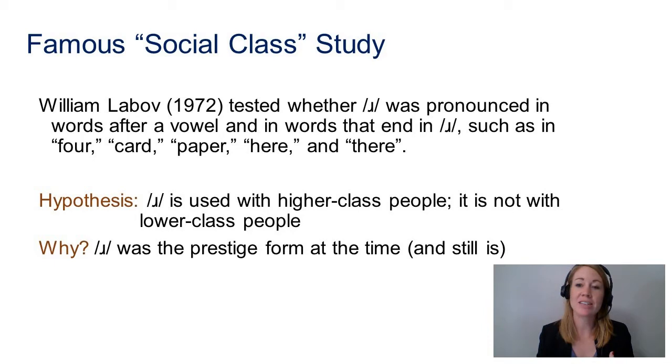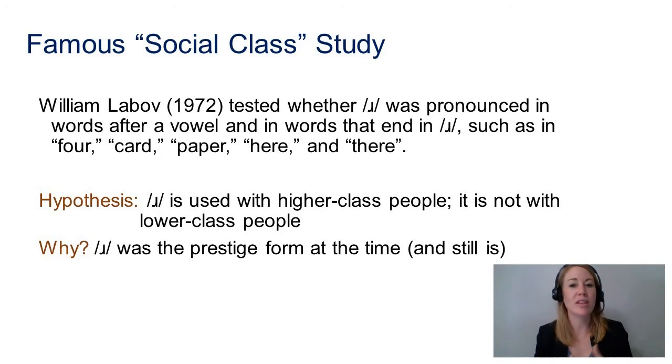People in the higher class are going to pronounce the R, and people in the lower class are going to drop or omit the R. So why did he think that? Well, because at this point in our society in New York, pronouncing the R was seen as prestigious. If you pronounced the R, that was seen as an upper class move.